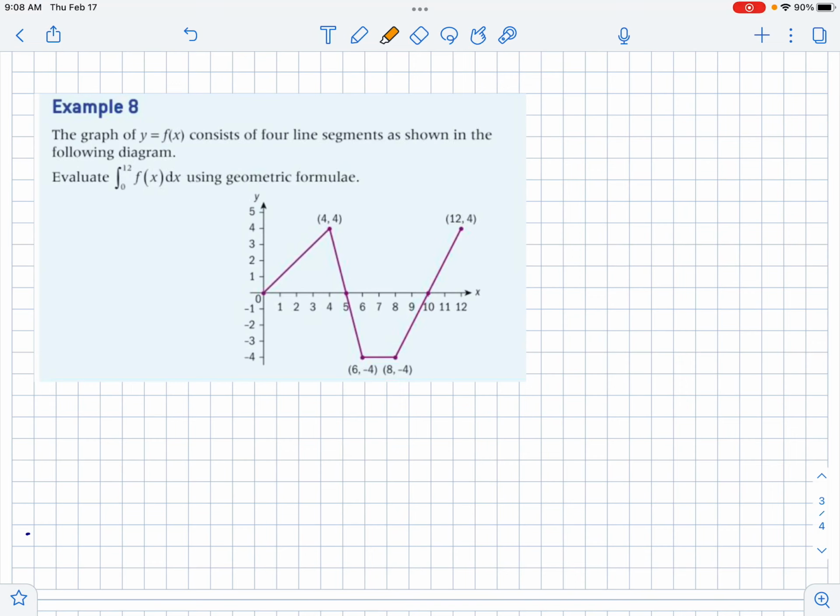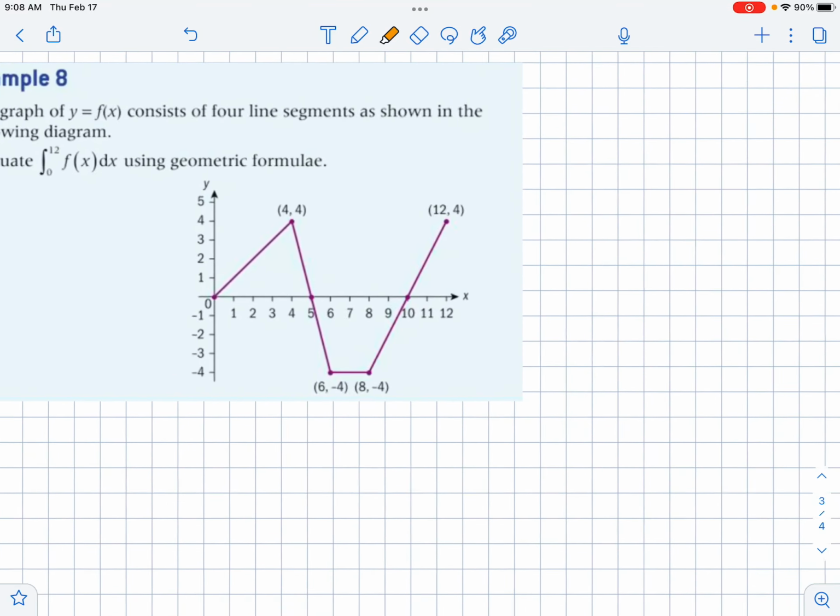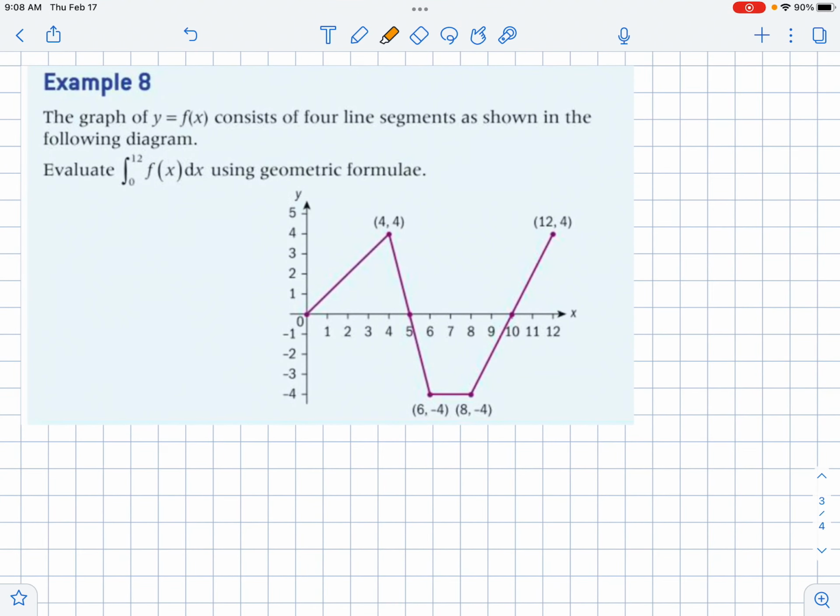Now, for this one, they don't really give us the equation, so we can't really use our calculator. But what we can do is evaluate the integral from 0 to 12 of f of x dx using our area methods. So we're going to have to evaluate in these chunks: this triangle, then subtract, I'll use a different color, this trapezoid, and then add whatever this triangle is.